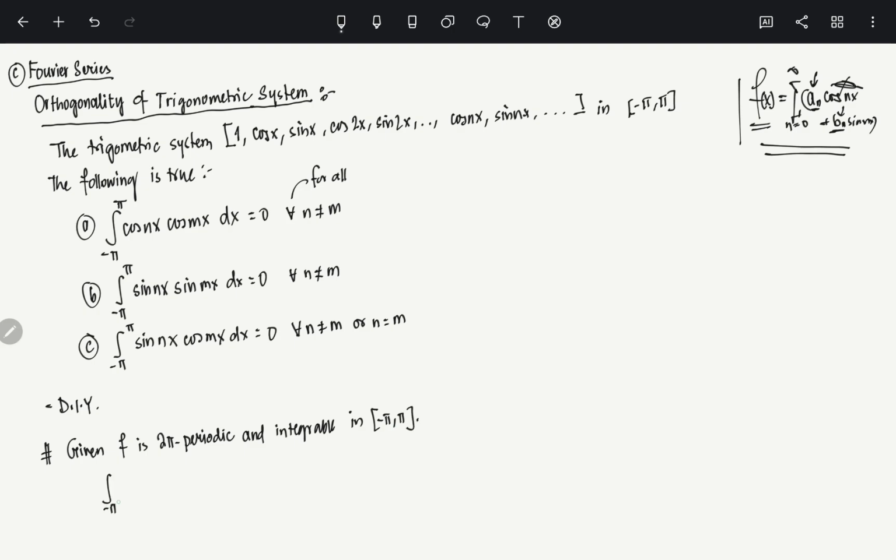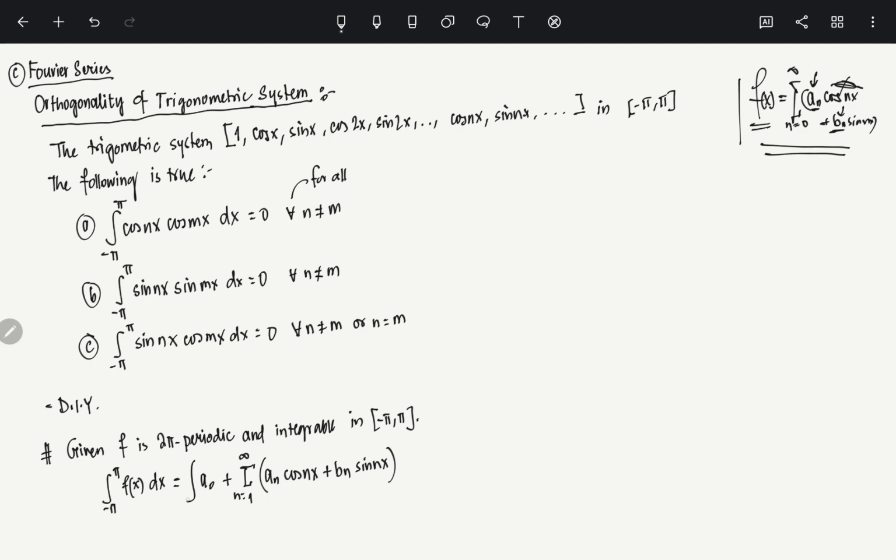So basically if we integrate f(x) dx between minus pi to pi, and we wanted to write f(x) in terms of that series, right? So what is the series? It is a naught plus summation a_n cosine nx plus b_n sine nx, right? That's what we wanted to write. So essentially you see n equals 1 to infinity.